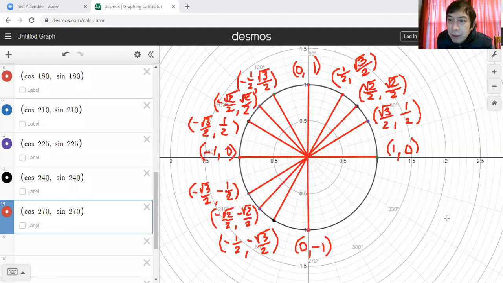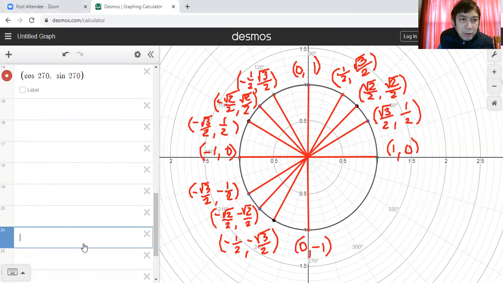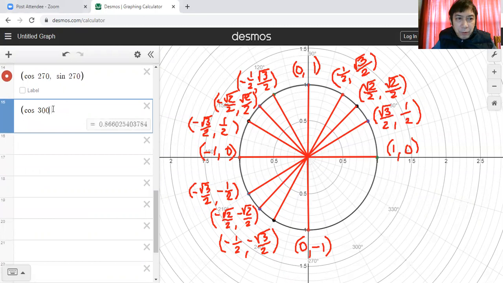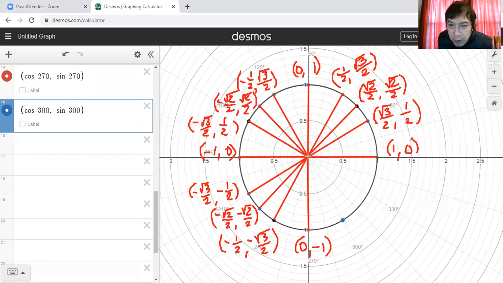there for the 270. The next angle is 300 degrees. So you see we're going around the circle. Let's scroll up again so that we can see what we are typing. Next, the point is cosine of 300, sine of 300. And that will be the blue point on the fourth quadrant. We shall proceed with the terminal side there, connecting with the point.